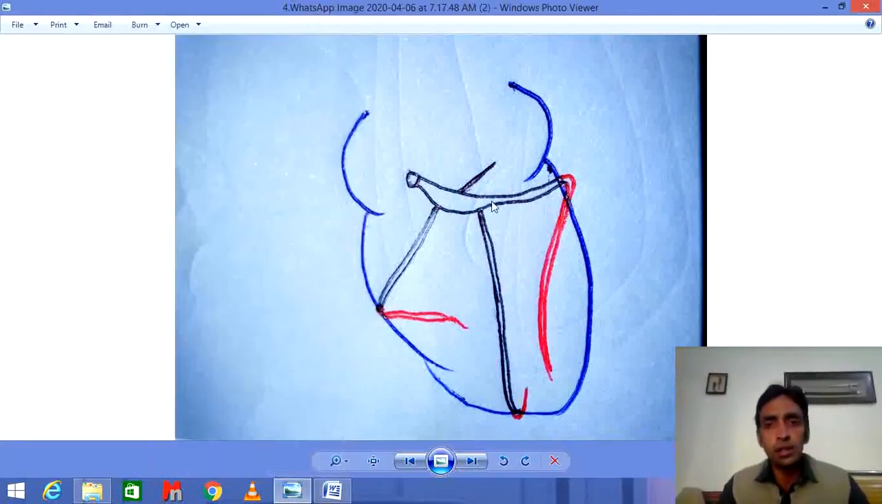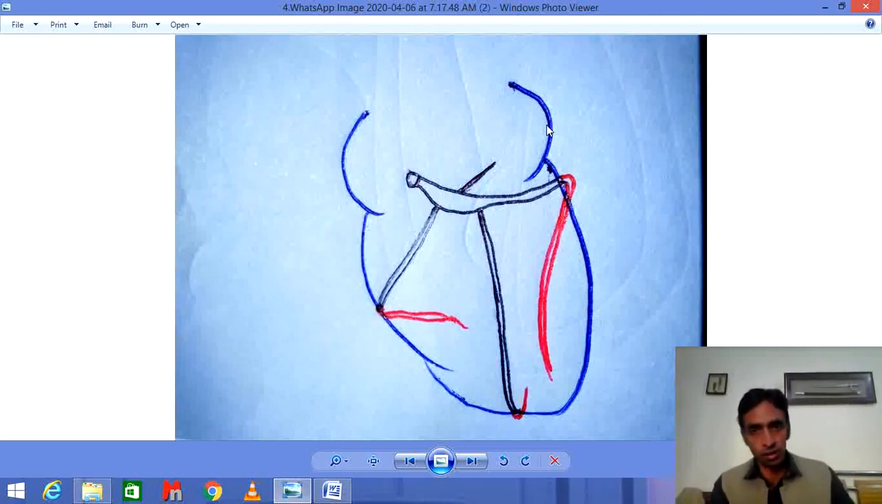The oblique cardiac vein is the vein which is responsible for the collection of blood from the left ventricle of the heart. Actually, this is not from the left ventricle. This is from the muscles of the left ventricle. All of these arise from the muscles of the heart. In the left ventricle, oxygenated blood is present, so this is not for the drainage of blood from the left ventricle. This is the drainage of blood from the muscles of the left ventricle of the heart.